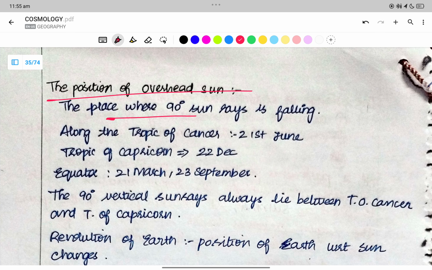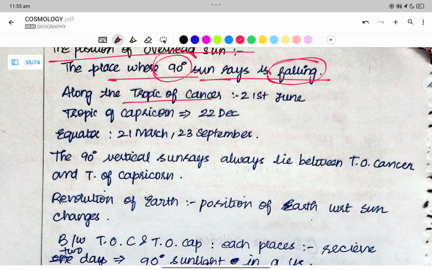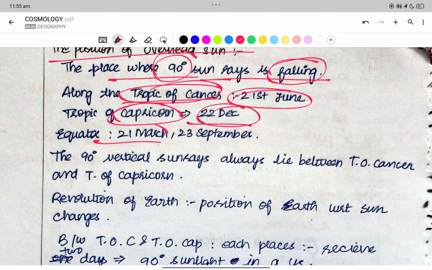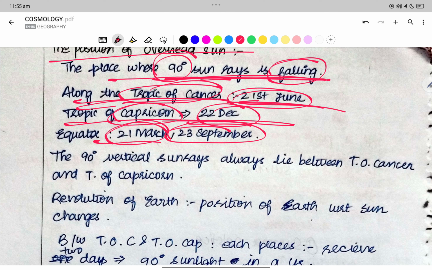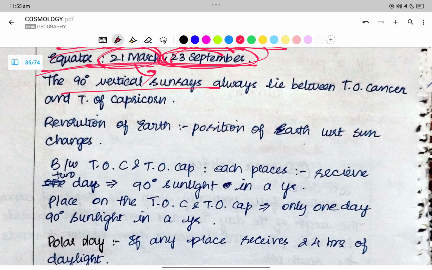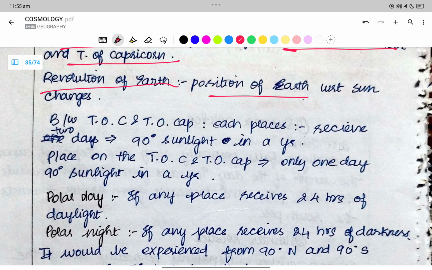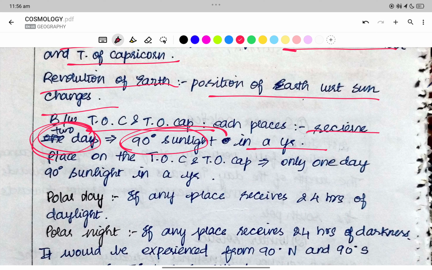The position of the overhead sun is the place where 90-degree sun rays are falling. Along the Tropic of Cancer it is 21st June, Tropic of Capricorn 22nd December, Equator 21st March is the spring equinox, and then 23rd September is the autumn equinox. The 90-degree vertical sun rays lie between the Tropic of Cancer and the Tropic of Capricorn alone. With Earth's revolution, the position of the Earth with respect to the Sun changes, so places between the tropics receive 2 days of 90-degree sunlight in a year.